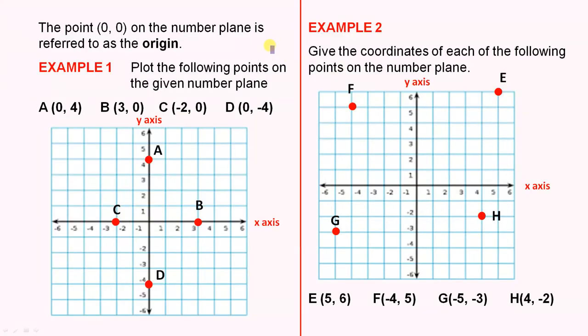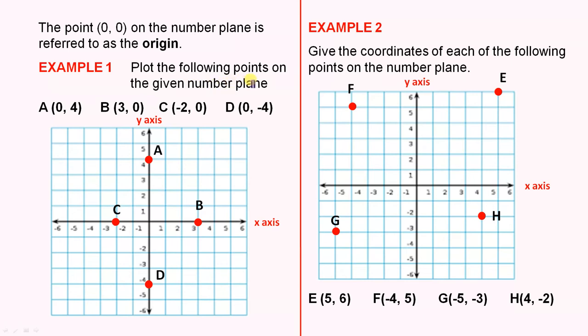The point (0, 0) on the number plane is referred to as the origin. So the point here where we always start, that's referred to as (0, 0), because you don't move anywhere on the x-axis and you don't move anywhere on the y-axis. That's why it's called (0, 0). And it is the origin. That's where you start. Let's look at some examples.